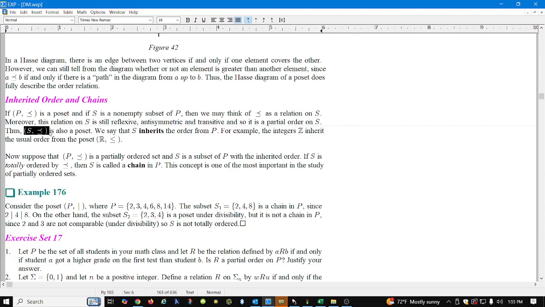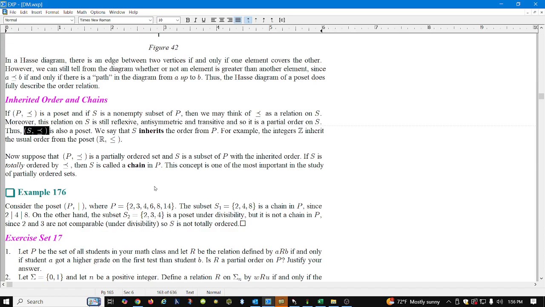You could no doubt define a different order relation on S. That would have nothing to do then with the original poset on P. So we're just talking about inheriting the same order relation. So for example, Z, the integers, inherits the usual order relation from R, the real numbers.